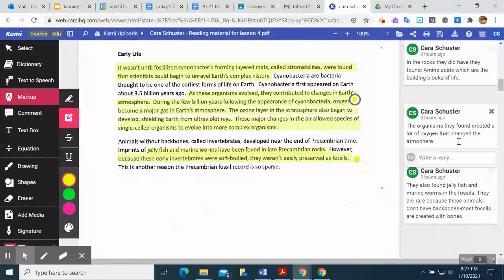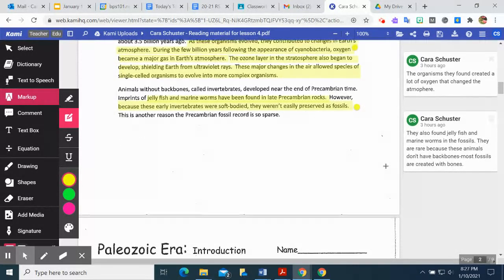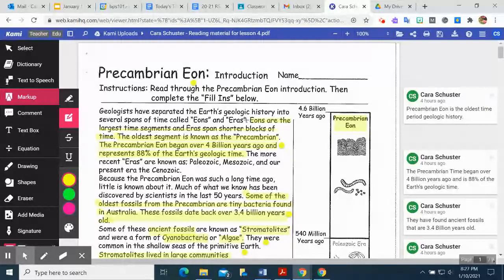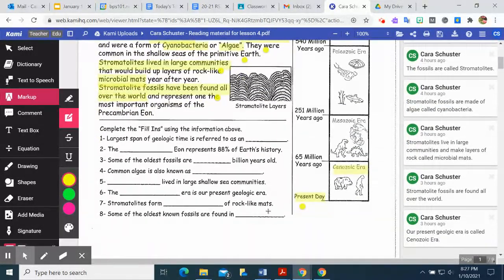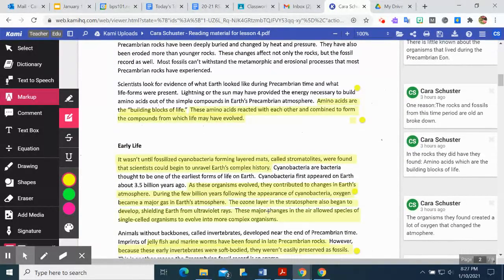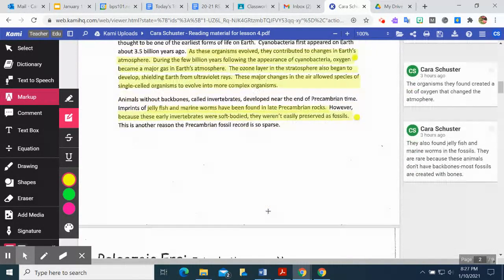And the organisms they found created a lot of oxygen that changed the atmosphere so that there could be more complex animals. They also found jellyfish and marine worms in the fossils. They are rare because these animals don't have backbones. Most fossils are created with the bones. So this is the Precambrian Eon article, and hopefully it was helpful for you to note the key ideas in here and that they can help you create your final project.